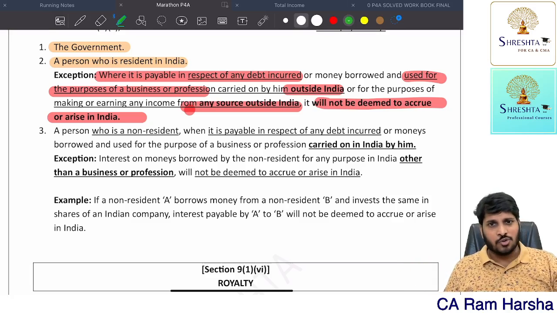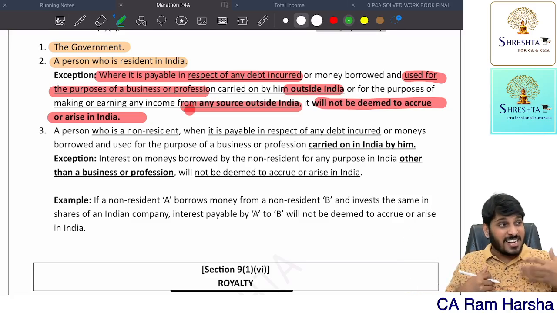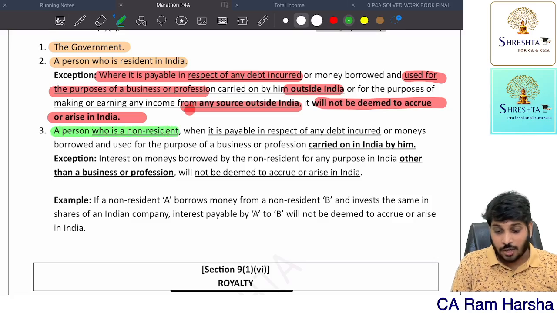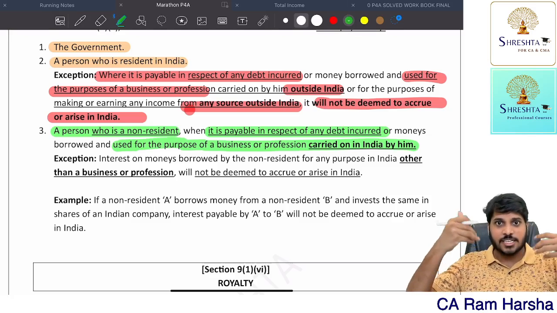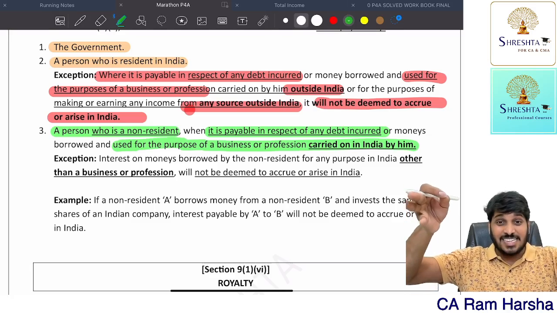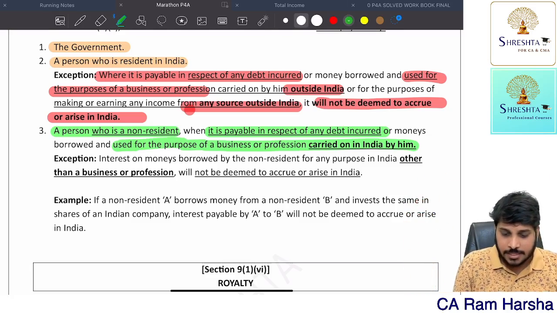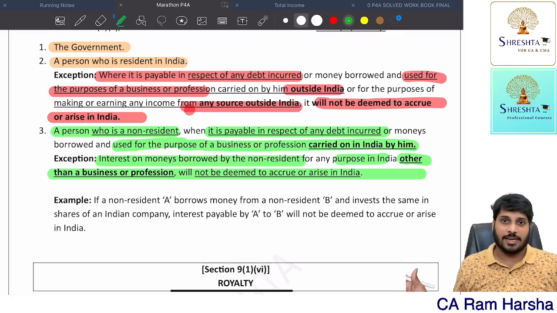This fellow took that loan and invested in India, PGBP, business or profession. Now, whatever interest I am getting from my friend is deemed to accrue or arise in India. Suppose a person who is a non-resident is paying interest, where the loan is used for the purpose of business or profession carried on by him. So, if a non-resident is paying interest to another non-resident, the interest received by the non-resident is deemed to accrue or arise in India if it is used for business or profession in India. Exception: if the amount borrowed by a non-resident is used for any purpose in India other than business or profession, that is not deemed to accrue or arise in India.